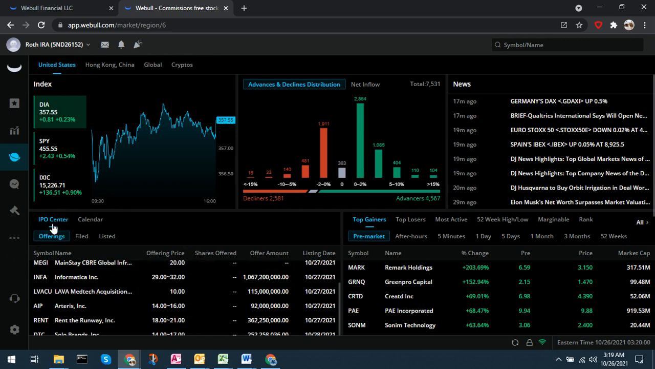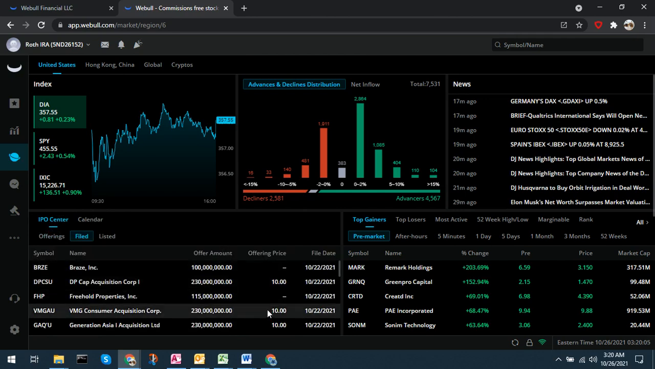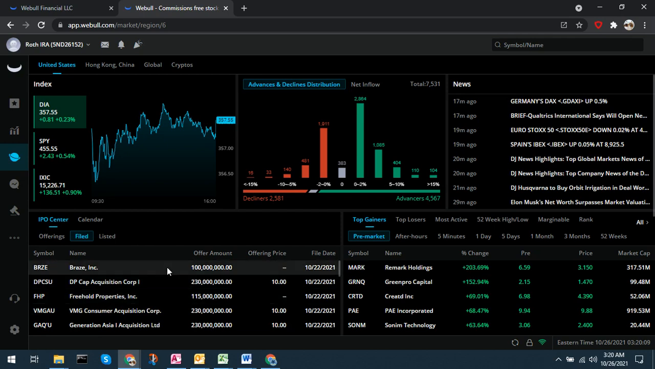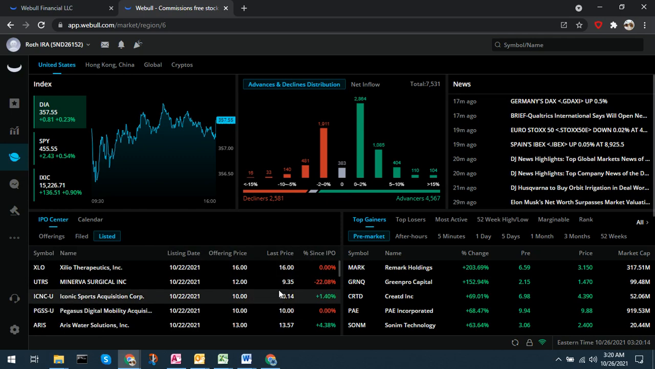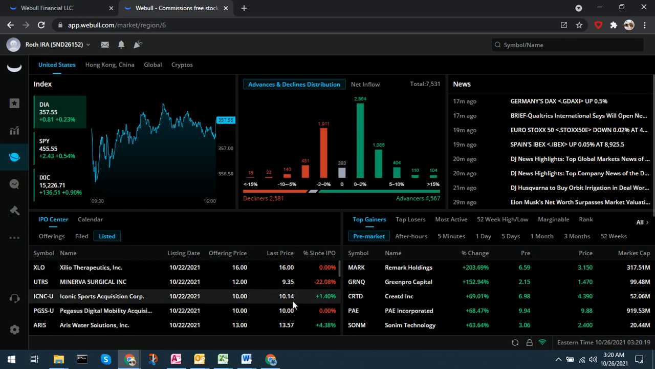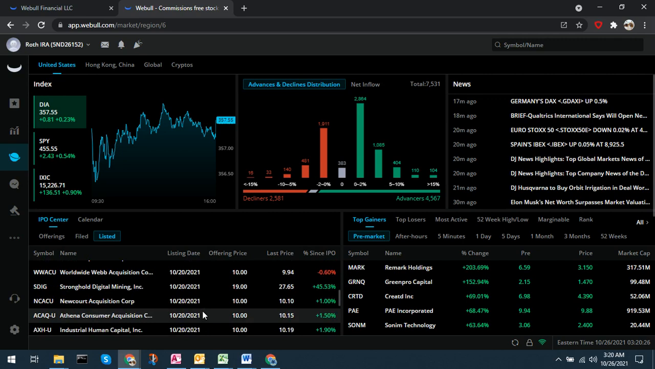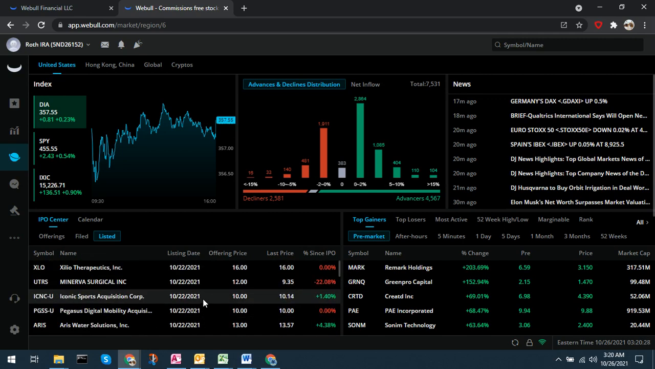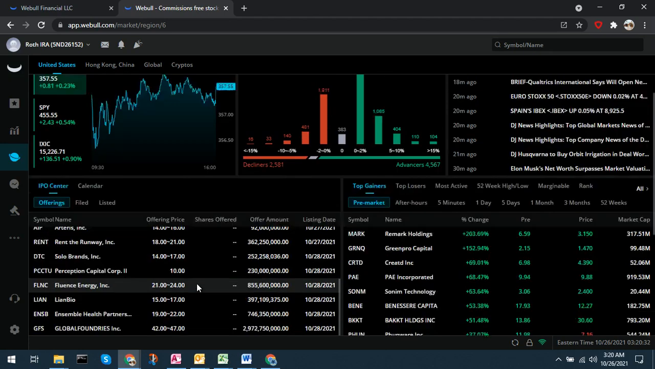Shows you the IPOs offered, when they were filed. You can see what was the filing amount, what was the price, when was it filed, when was it listed. Again, we can see the offered price, the last price, when it was actually listed, and the percent change since the IPO. So we can see the last series of IPOs. We can scroll down, see previous ones. Similarly, for future offerings, we can see all the offerings.